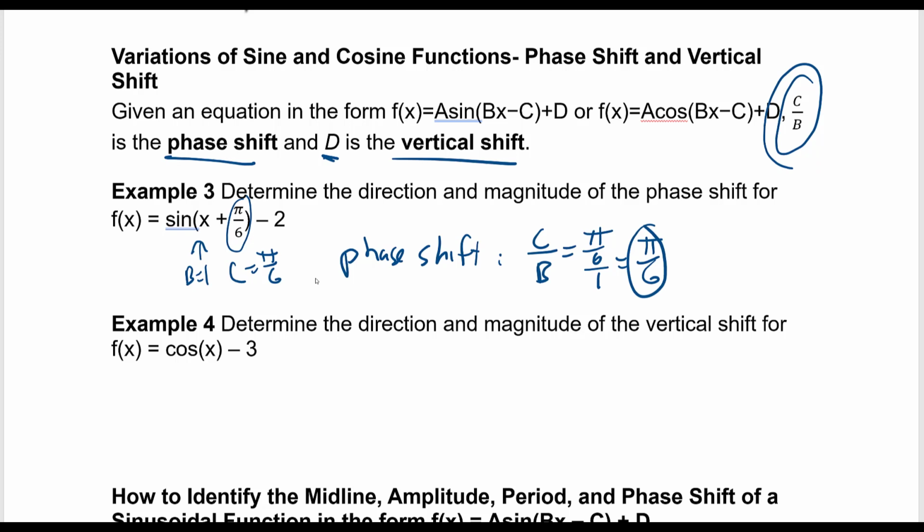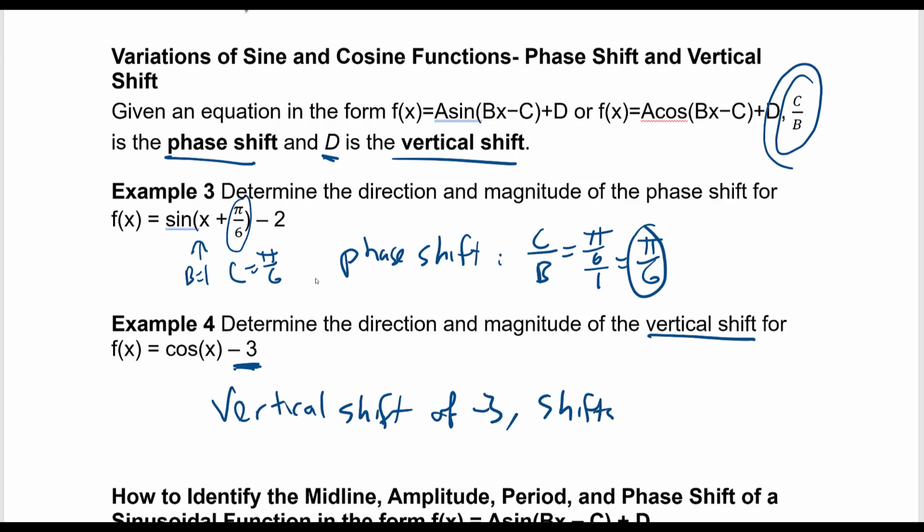Okay, determine the direction and magnitude of the vertical shift. That's going to be this minus 3 on here. So this has a vertical shift of negative 3, or it shifts down 3 units.